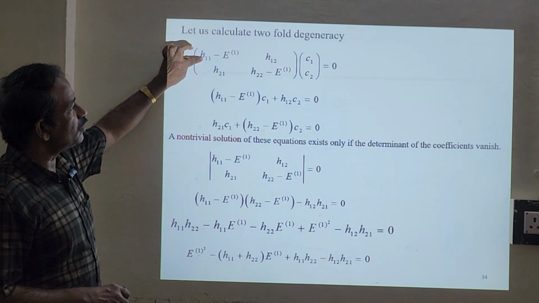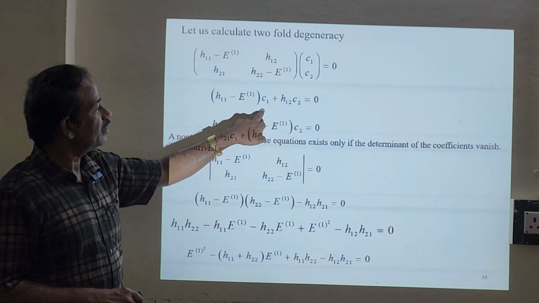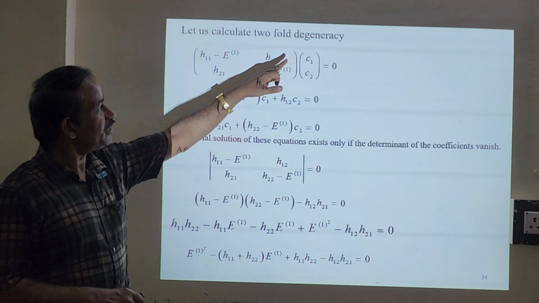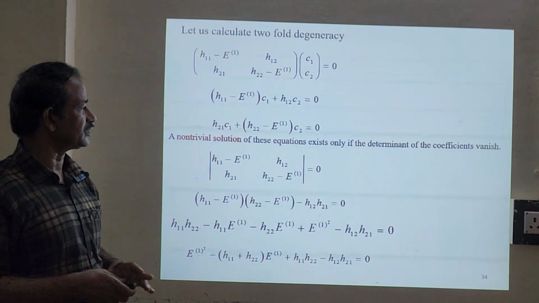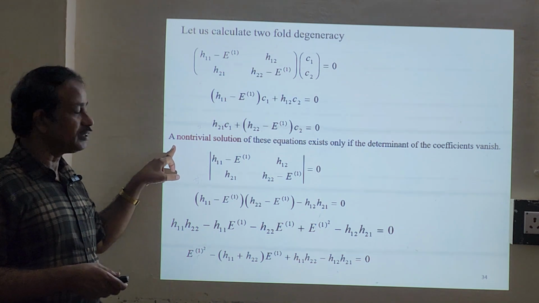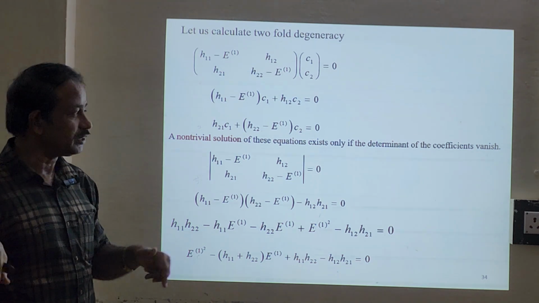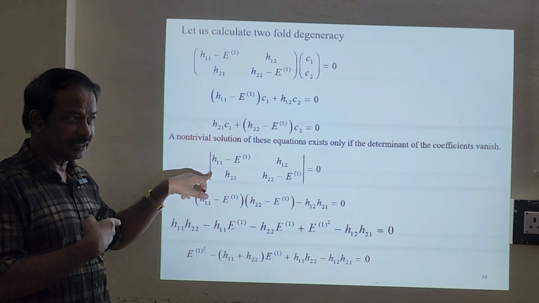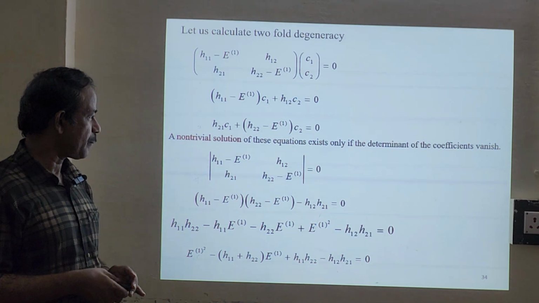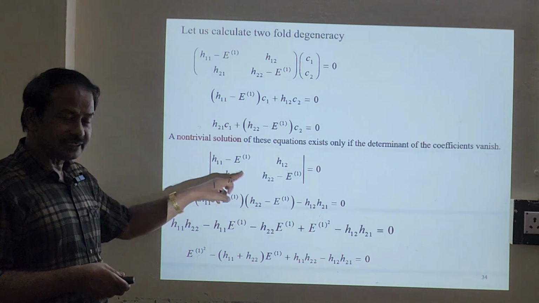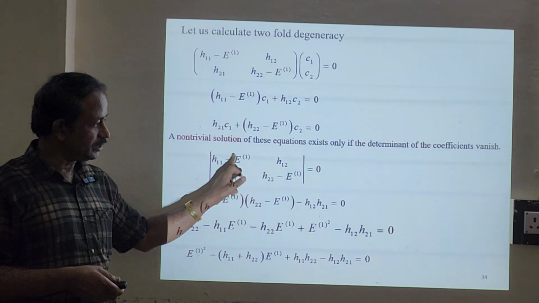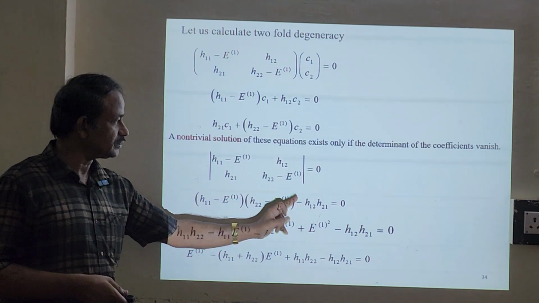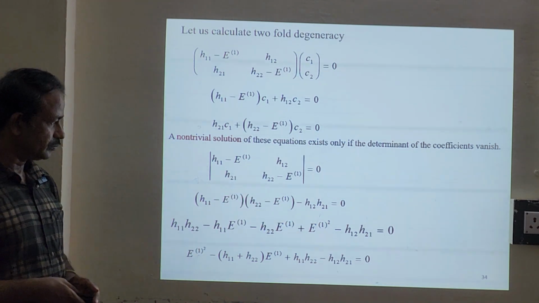So we will have H11 minus E1, C1, plus H12, C2. So this is one equation. And if we do the matrix multiplication, that will give you another equation. And we will get a non-trivial solution if we take the determinant equal to 0. This is what we studied earlier. To take the determinant, multiply these two, minus multiply these two.